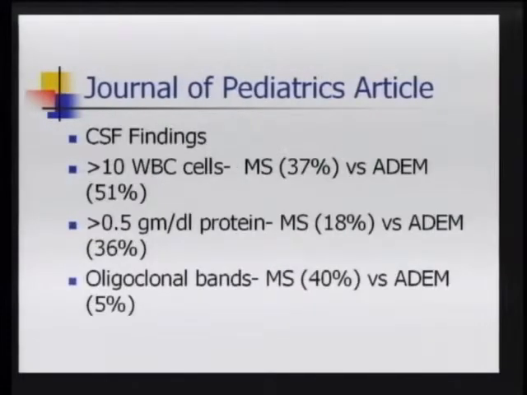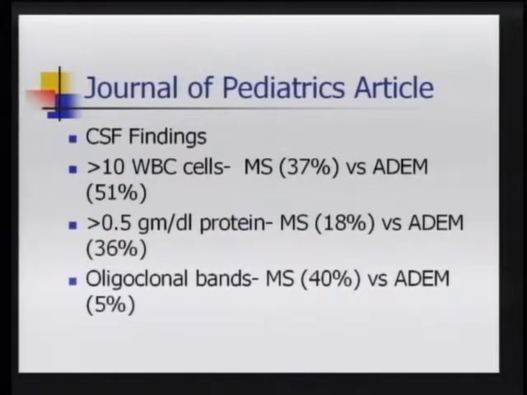The CSF findings, there tends to be more of a pleocytosis in ADEM versus pediatric MS. The protein's a little higher in ADEM versus pediatric multiple sclerosis. But importantly, and this is the reason why acutely we send oligoclonal bands on all of our patients who present with a single demyelinating event.